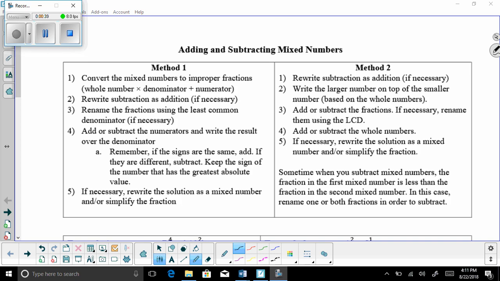So my first step is to rewrite subtraction as addition if necessary. I write the larger number on top, and that's according to the whole numbers, not the fractional part. So you want to make sure you keep the fraction and the whole number together. We are going to add or subtract the fractions depending on the integer sign. We're going to add or subtract the whole numbers depending on the integer sign. And then, if necessary, we rewrite the solution as a mixed number and or simplify. So let's get to it.